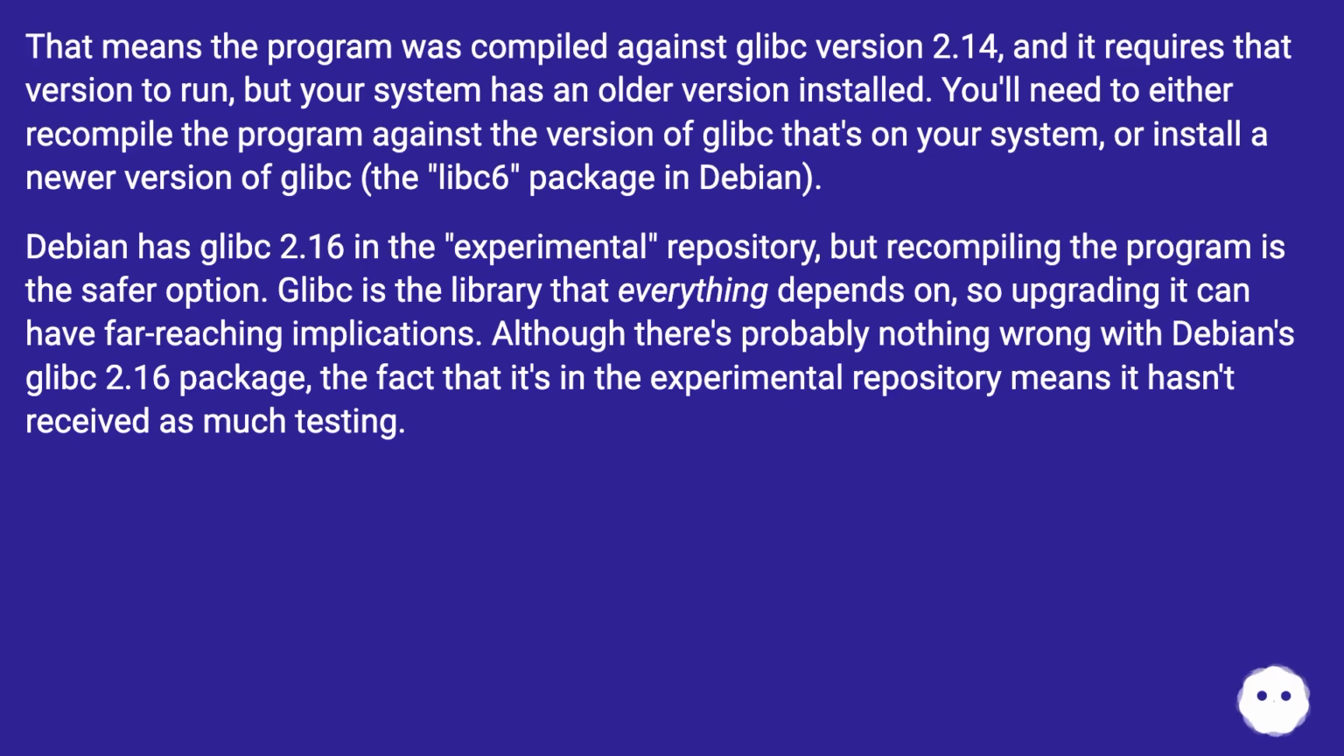Debian has glibc 2.16 in the experimental repository, but recompiling the program is the safer option. Glibc is the library that everything depends on, so upgrading it can have far-reaching implications. Although there's probably nothing wrong with Debian's glibc 2.16 package, the fact that it's in the experimental repository means it hasn't received as much testing.